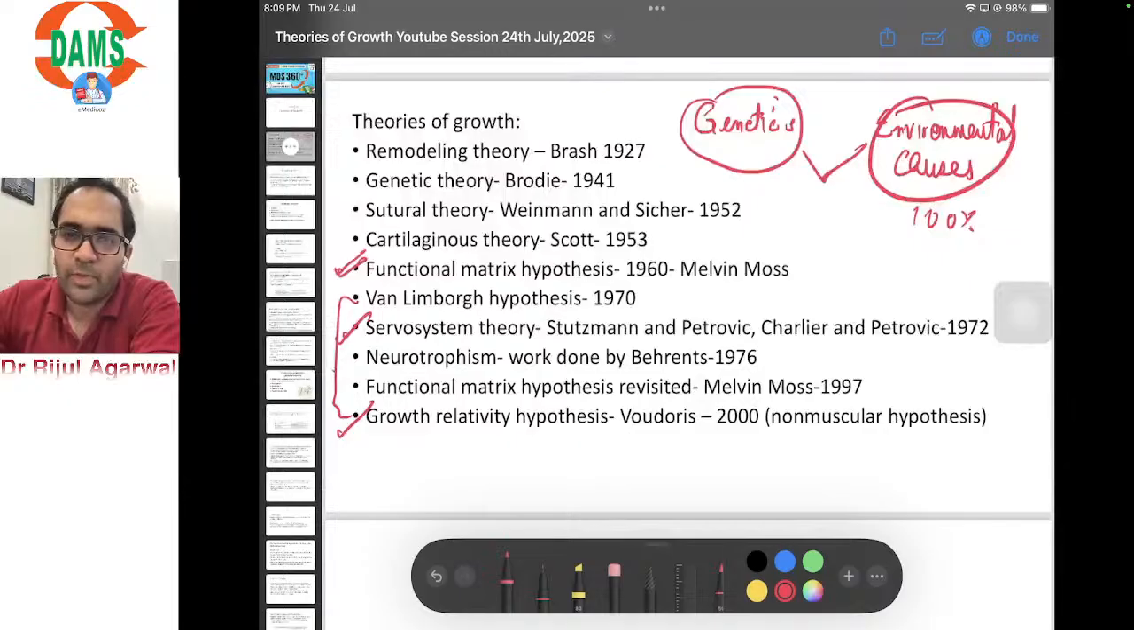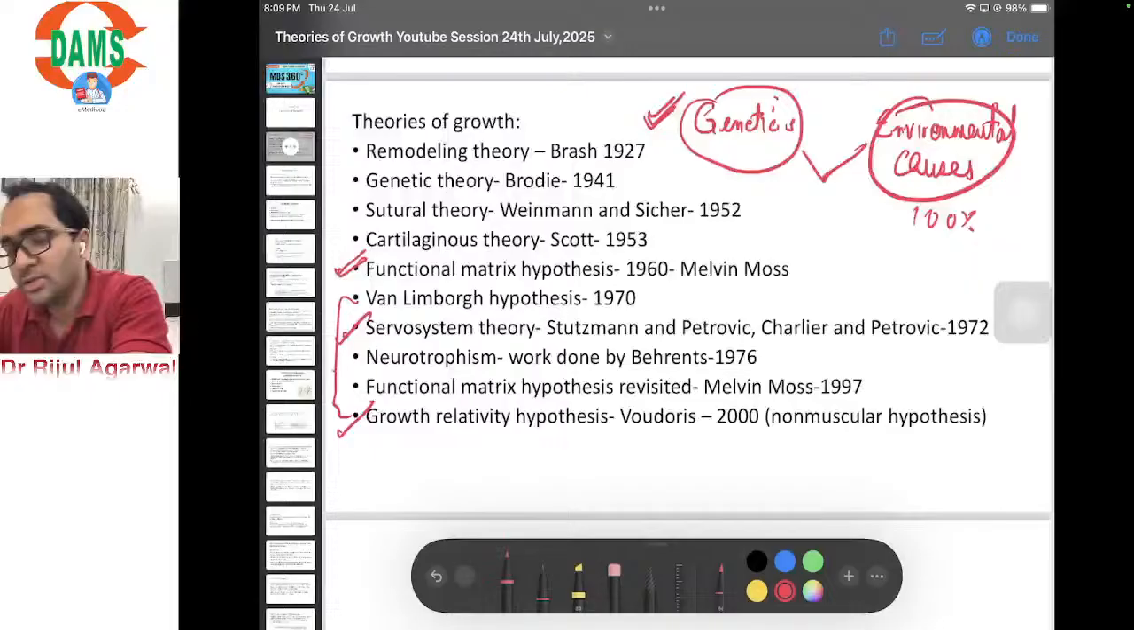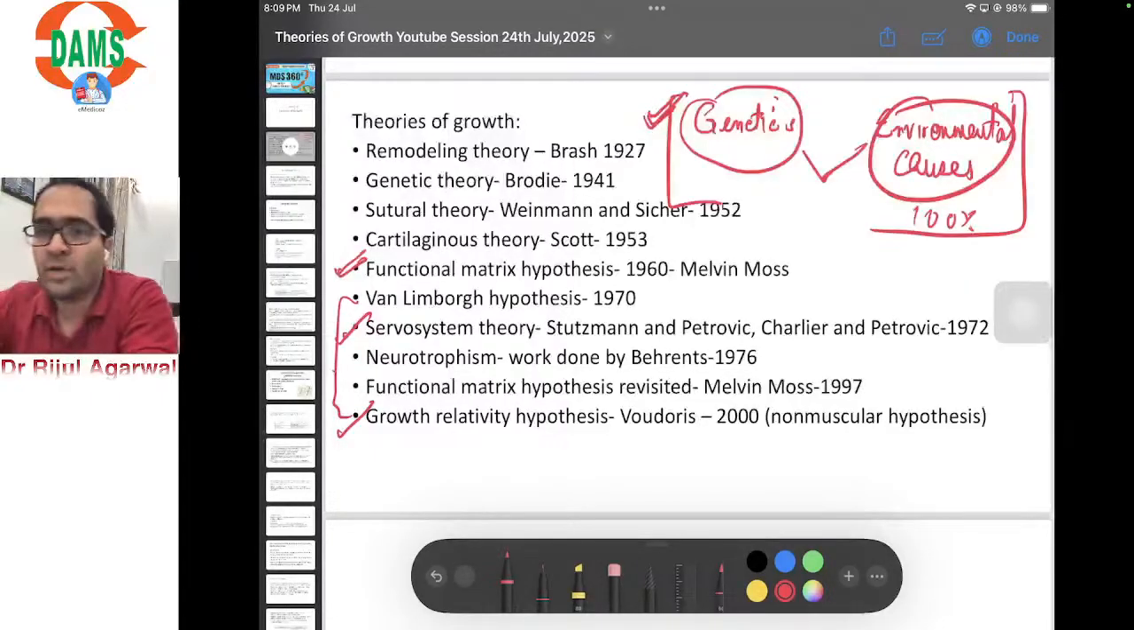So what are the environmental causes? Environmental means the external, or you can say the epigenetic, the surrounding environment, how it influences the growth. So that is the basic crux. Just remember this basic crux before studying about growth theories.